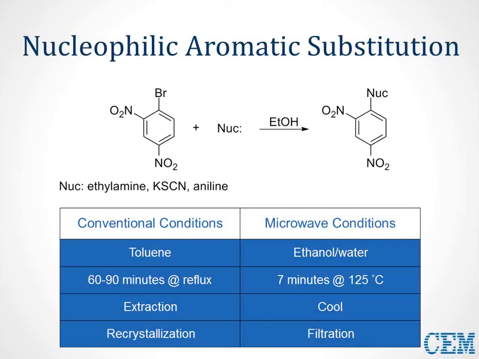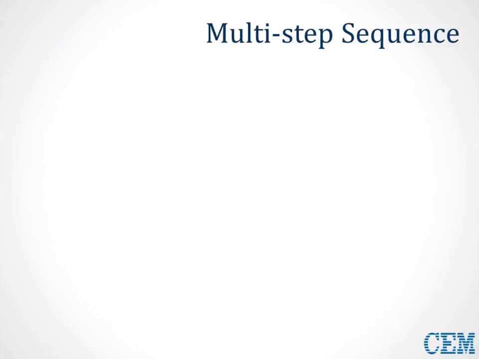Now the nice thing about this experiment, because they've changed the solvent from toluene to ethanol or ethanol water, as soon as the reaction cools down, the products actually precipitate. And so all they have to do is cool it down, filter, and isolate the product. And it's also kind of neat because the products in this particular SNAR are very brightly colored. So again, kind of keeps the students interested and engaged because it's something visually stimulating in this particular case.